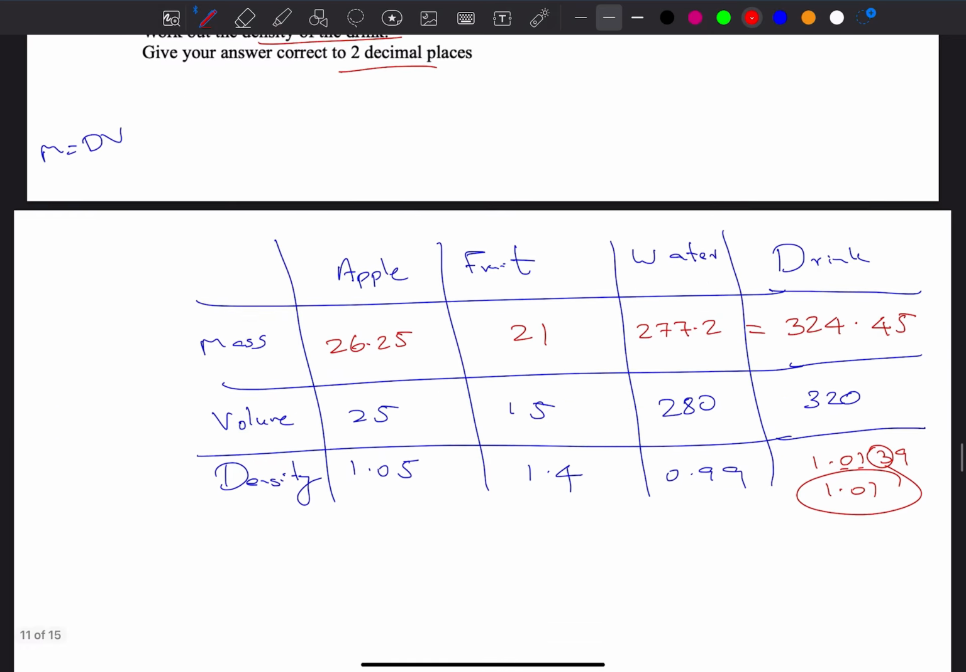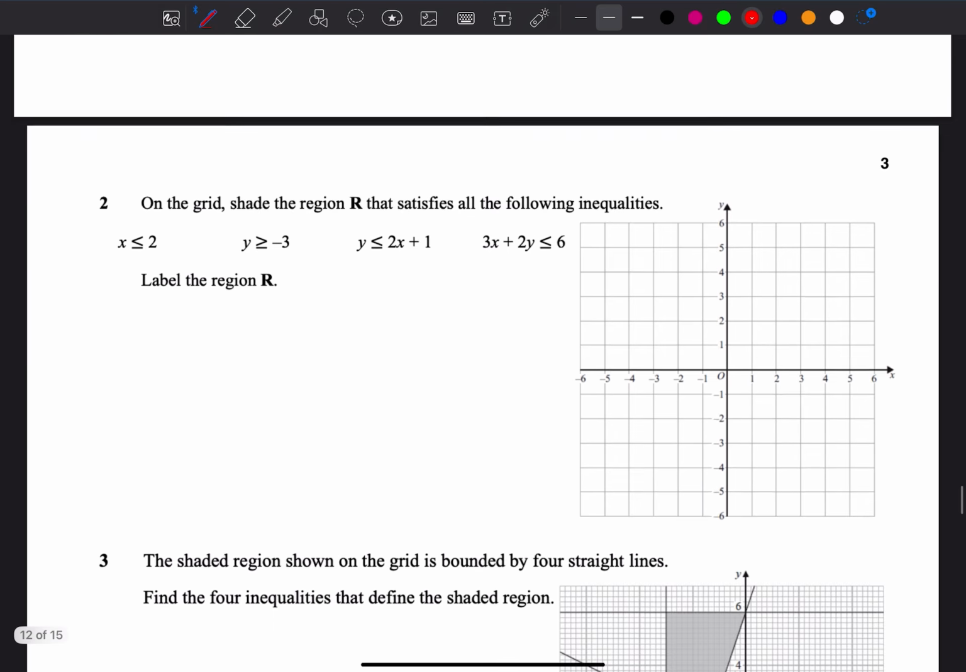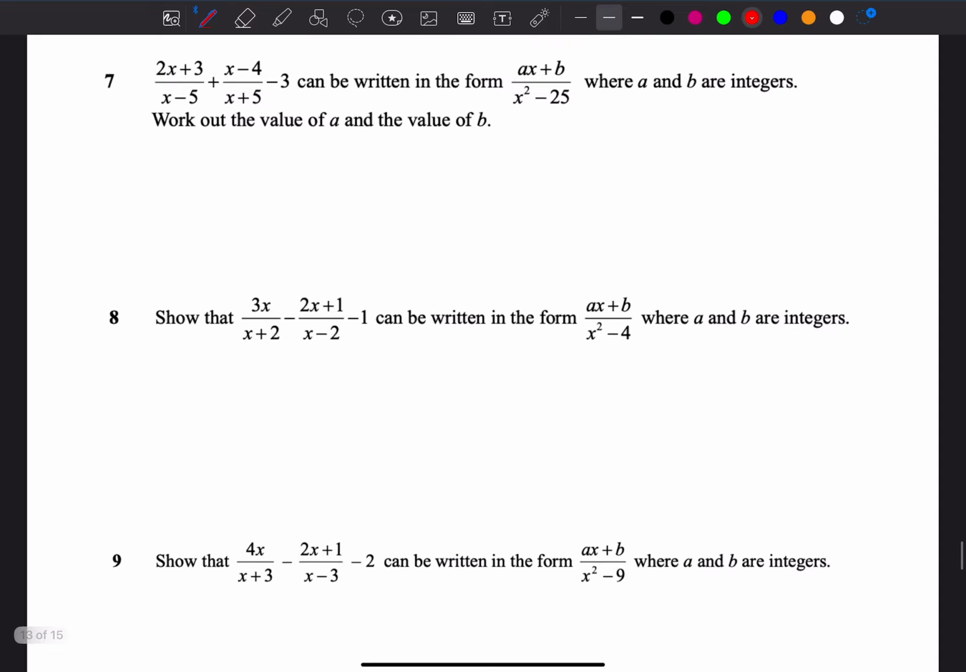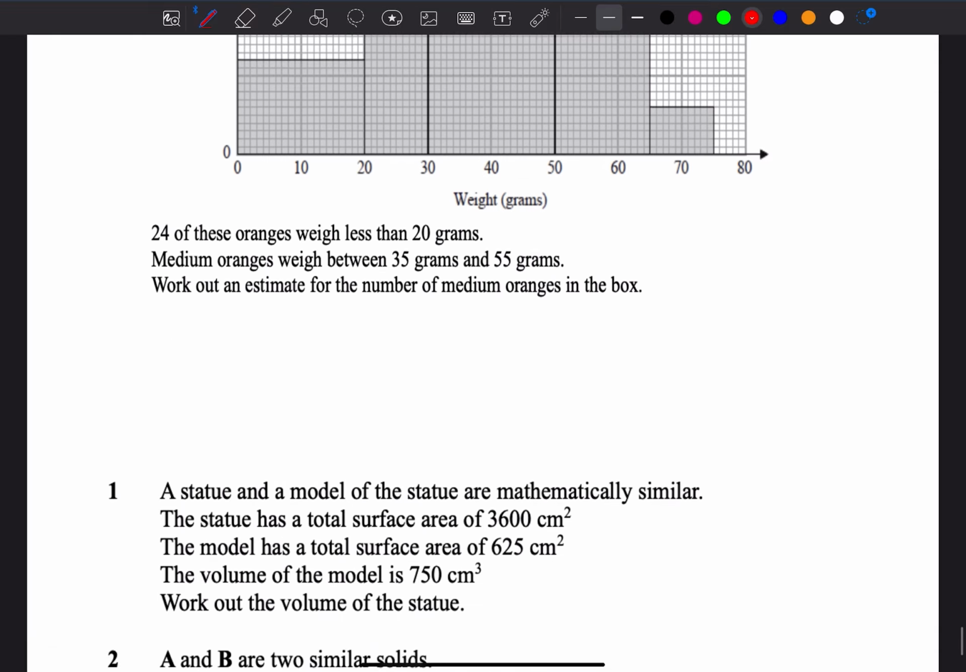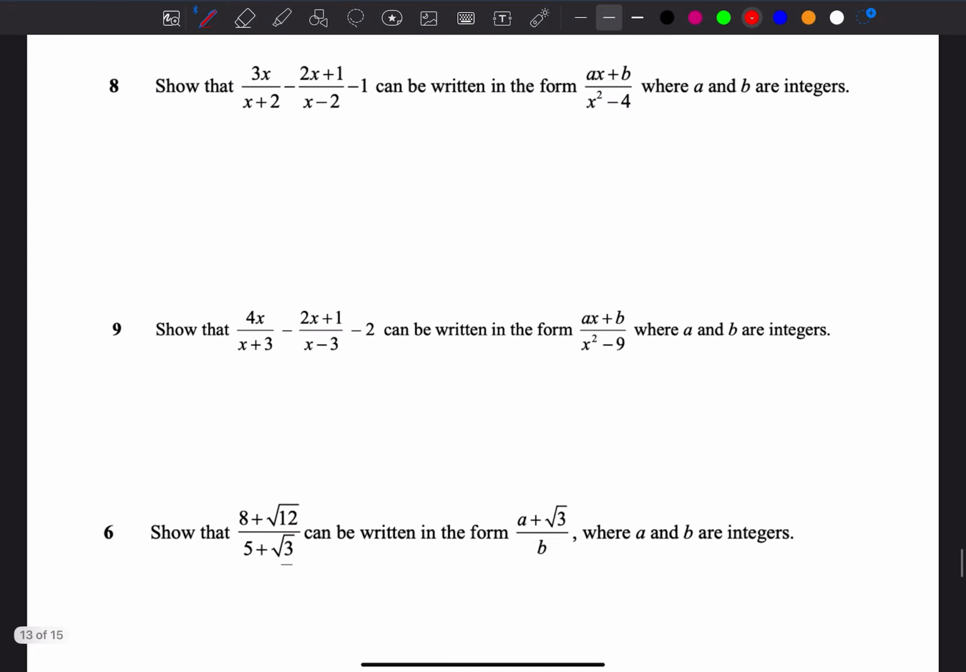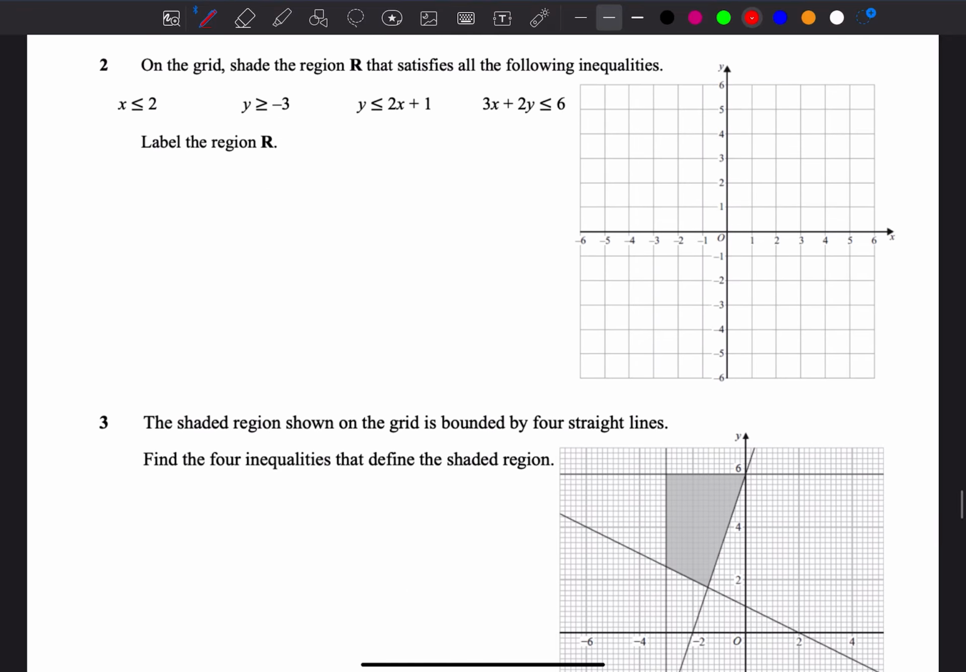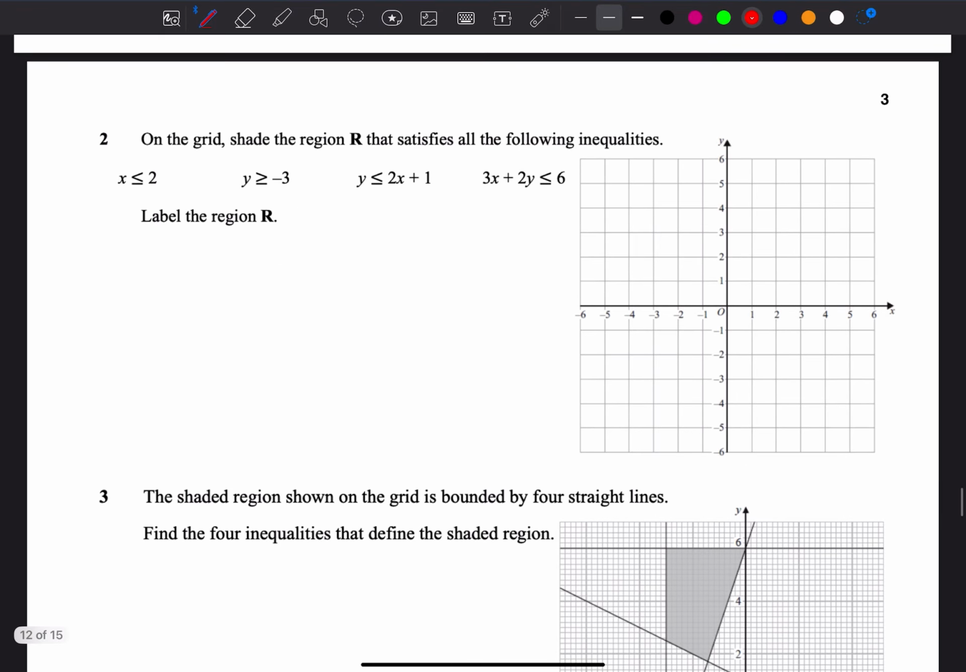The next one. What do we have here? Okay, that's your paper 3.